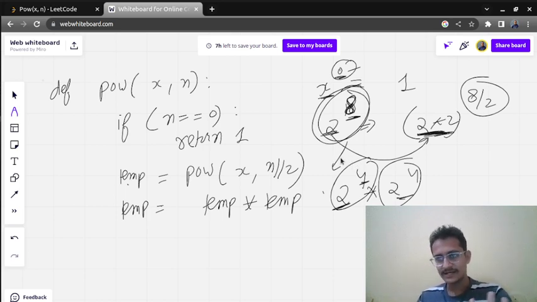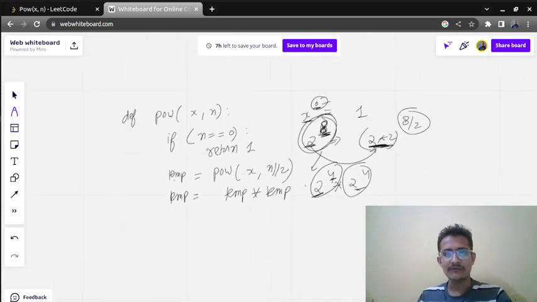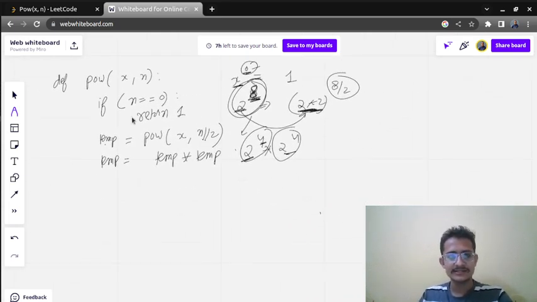Okay, this is done. Now I told you that if n is divisible by 2, it's okay, there is no issue, but we have to handle the odd condition case, right? So how are we going to handle this, let us see this. So this is done.